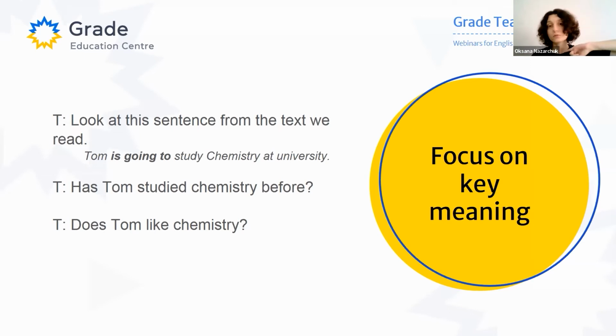Is it about future, present, or past? So future. Then, is it my plan? Yes, it's a plan. Or is it his plan? Yes, it's a plan. And did we decide now or earlier? So we broke the meaning into three components and we asked questions about these three components. Now we address the key meaning of the structure.